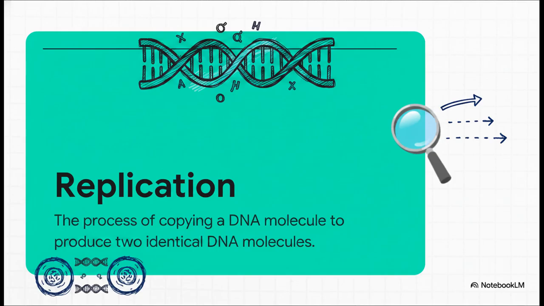Think about it. Before a cell can divide, it absolutely has to make a perfect copy of its entire instruction manual, its DNA. That process, replication, makes sure that both of the new cells get a complete genetic blueprint to work with. I mean, without it, life as we know it just couldn't exist.